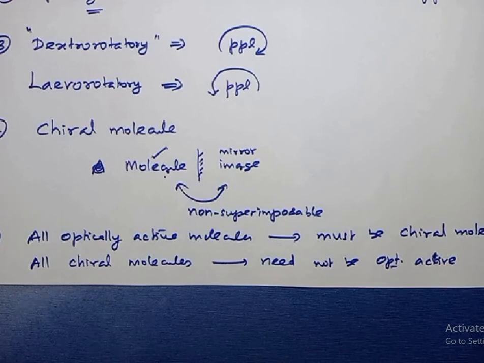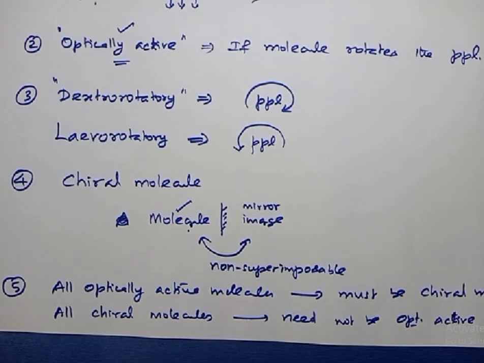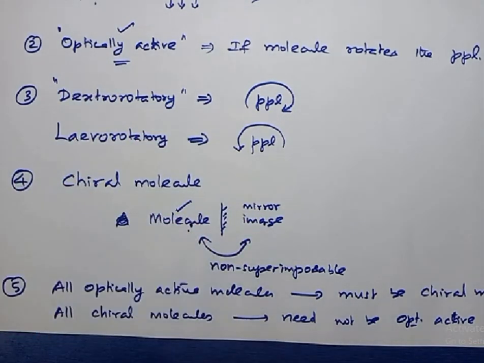Okay, students, is this clear? Any doubt up to this? Any doubt, students? No, sir. Okay, right. So now you know what is plane polarized light, what is an optically active molecule, what is meant by dextrorotatory, levorotatory, what is a chiral molecule, and keep this condition in mind.